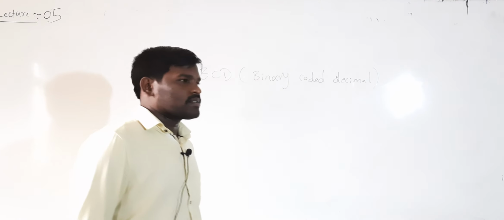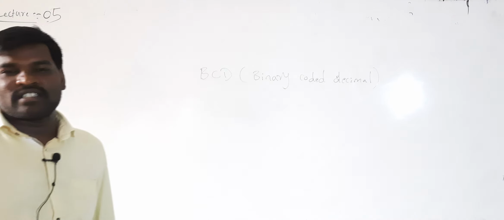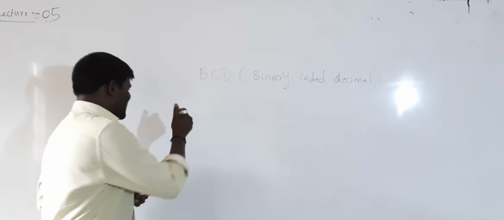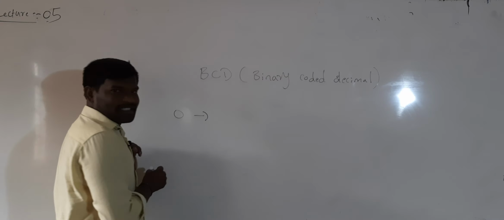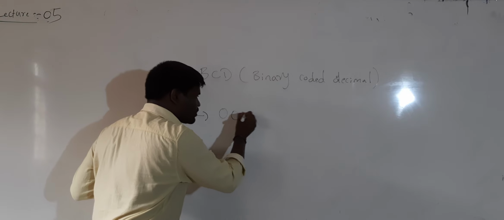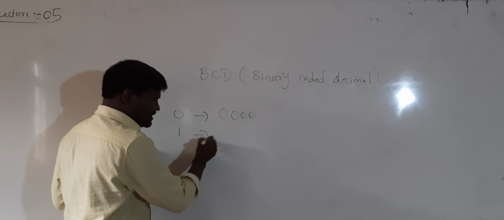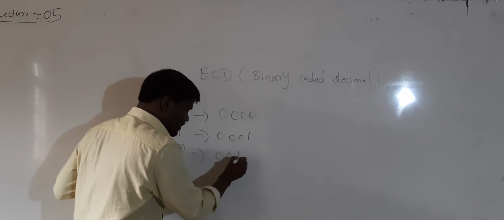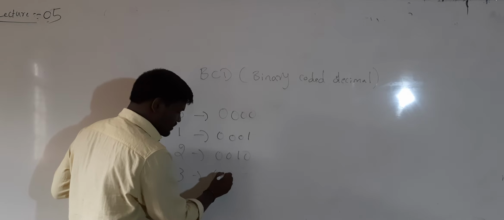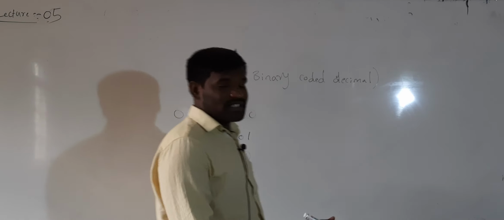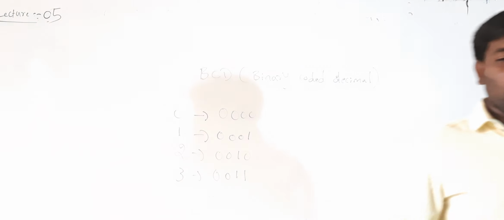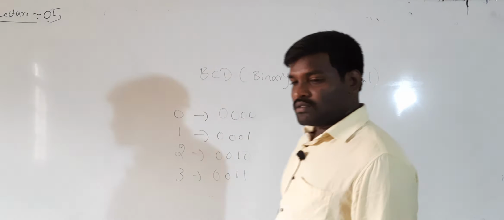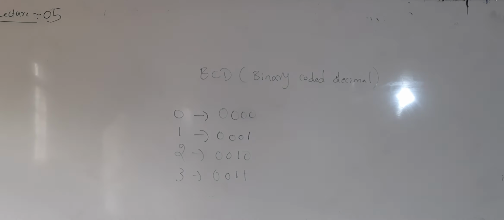But in the BCD, each digit can be represented as 4 bits. For example, 0 can be represented in BCD as 0 0 0 0. 1 can be represented as 0 0 0 1. 2 can be represented as 0 0 1 0. 3 can be represented as 0 0 1 1. Means each digit can be represented in 4 bits format in the BCD. So here BCD means binary coded decimal.